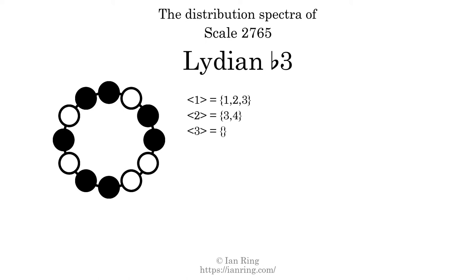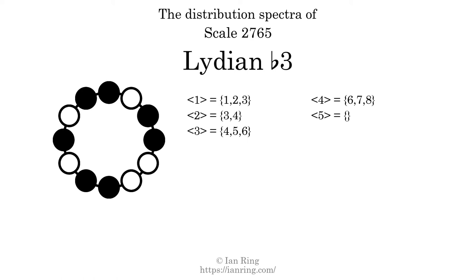The generic interval of three scale steps comes in three different specific interval sizes, 4 semitones, 5 semitones, and 6 semitones. The spectrum width of this generic interval is 2. The generic interval of 4 scale steps comes in 3 different specific interval sizes. 6 semitones, 7 semitones, and 8 semitones. The spectrum width of this generic interval is 2.